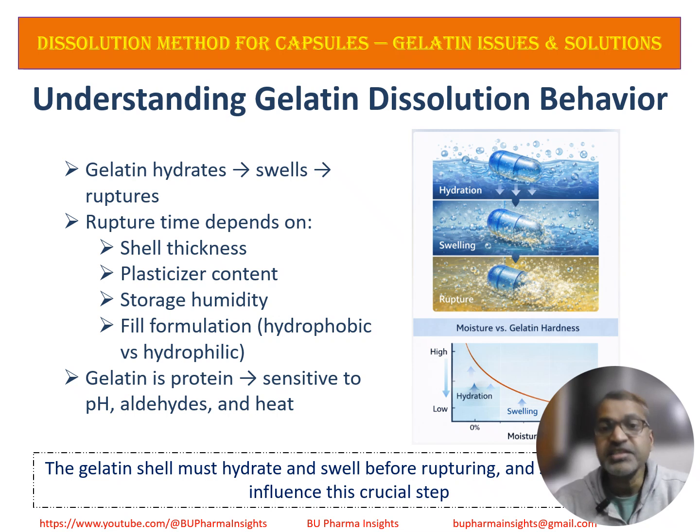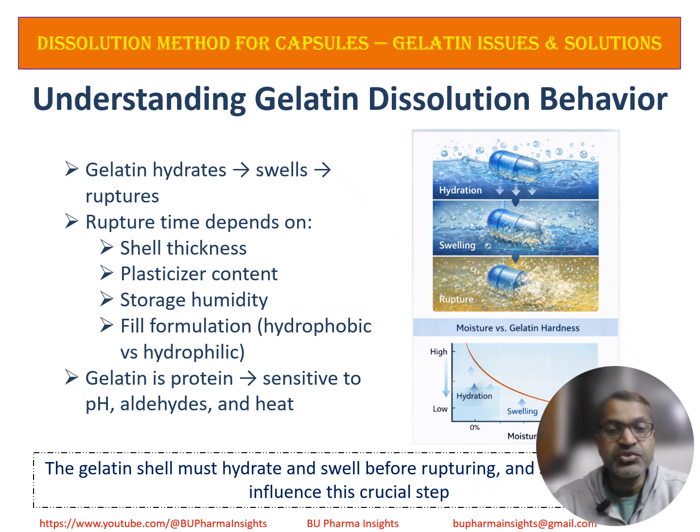Gelatin behavior is highly sensitive to storage conditions. At low humidity, gelatin becomes brittle, and at high humidity, it becomes too soft and sticky. During dissolution, gelatin hydrates, swells, and ruptures. The rupture time depends on several factors, that is shell thickness, plasticizer content, storage humidity, fill formulation, hydrophobic or hydrophilic.